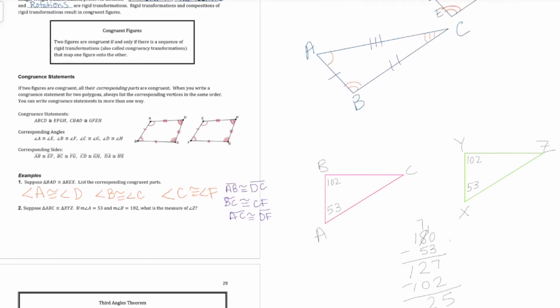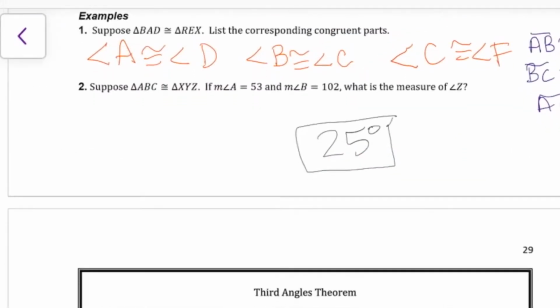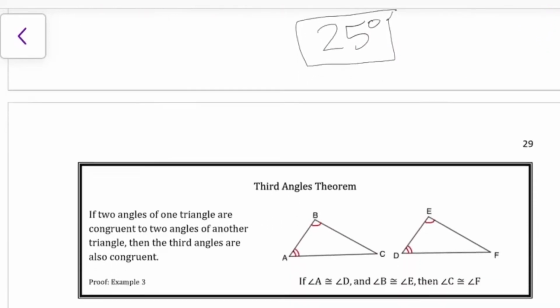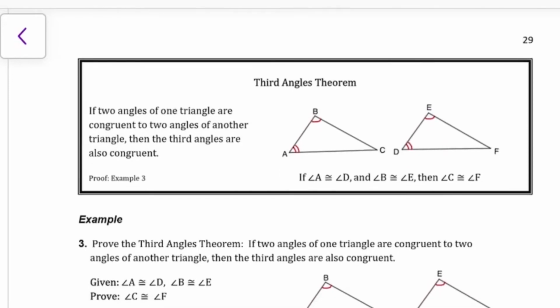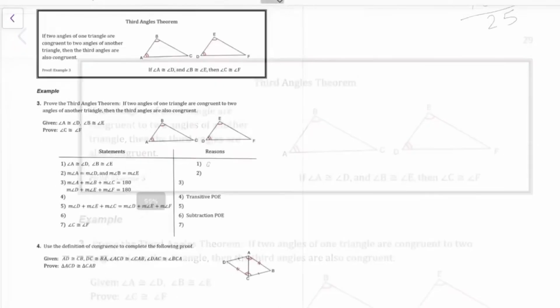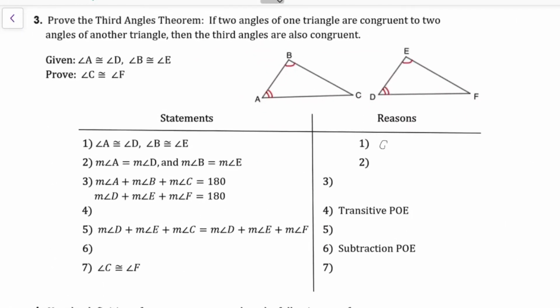So let's go ahead and subtract those off. When we do that, we get 25 degrees for both angle C and angle Z. So since angle C is 25, Z will be 25 as well. Let's talk next about the third angles theorem. If we have 2 angles of one triangle that are congruent to 2 angles of another triangle, the third one also has to be congruent. We're going to go ahead and prove that third angle theorem in example 3.